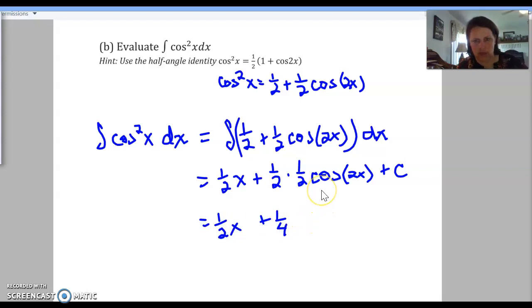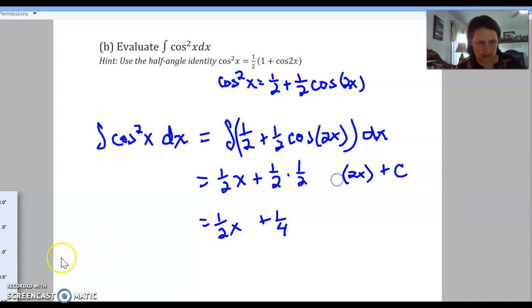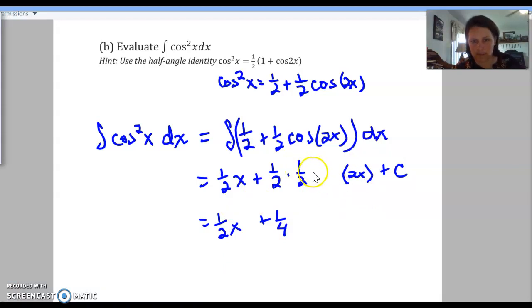Oh shoot, I didn't integrate it. Sorry. We do need to take the integral of a cosine, which is then sine. So 1/4 sine of 2x plus c, and then we're done.